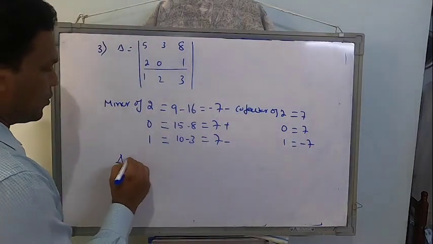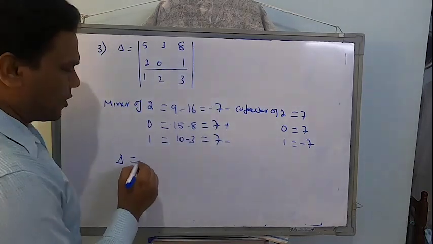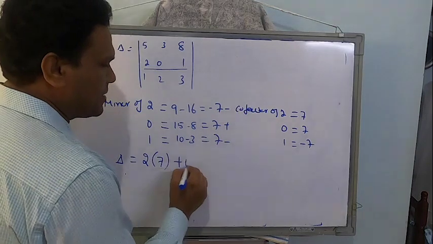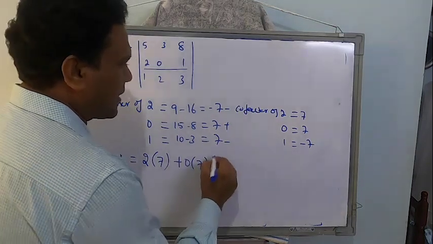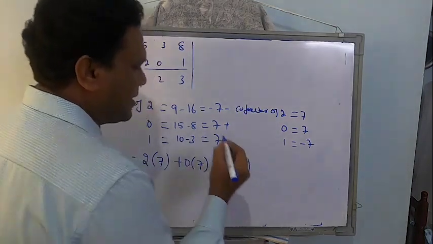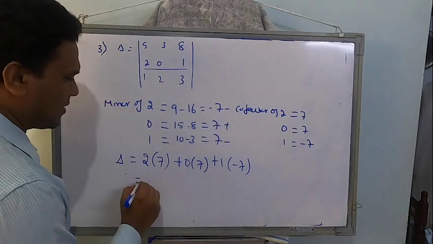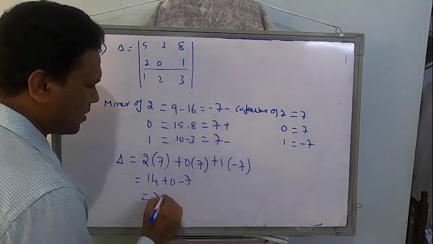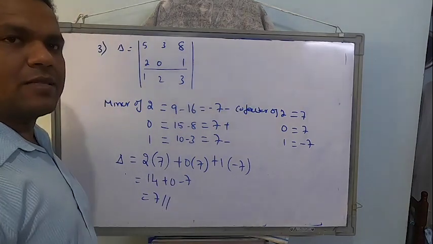So to find the value, I will take the elements of the second row: 2 multiplied by its cofactor, plus 0 multiplied by its cofactor, plus 1 multiplied by its cofactor. So let's find the value. 14 plus 0 minus 7, so the value will be equal to 7.